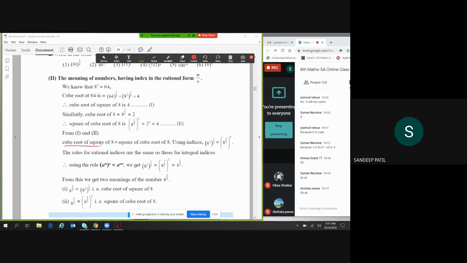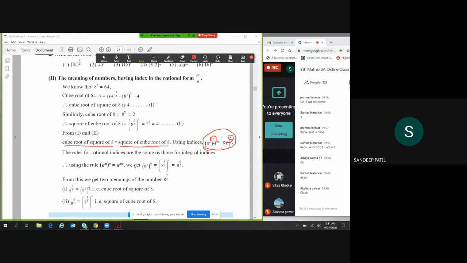So cube root of square of 8 is equal to square of cube root of 8. Both are the same. Only thing is, which comes first, right? Here it is cube root first, then cube root of square of 8. The outermost of the bracket we have to take first. So square of cube root of 8, right?